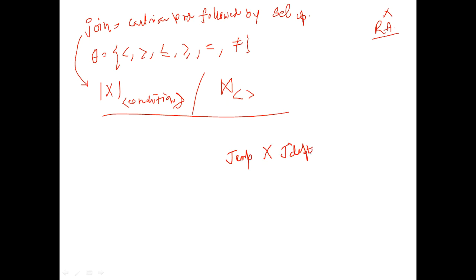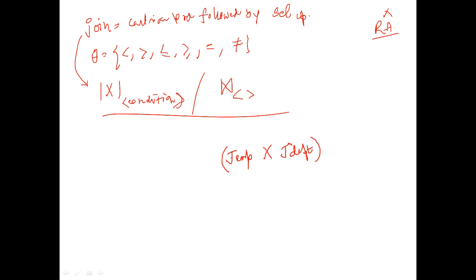So, when you perform the Cartesian product, what will you get? You will get every combination, with all the tuples from JEMP and JDEPT. Every JEMP tuple, meaning every employee record, will be combined with every JDEPT tuple, meaning every department record.